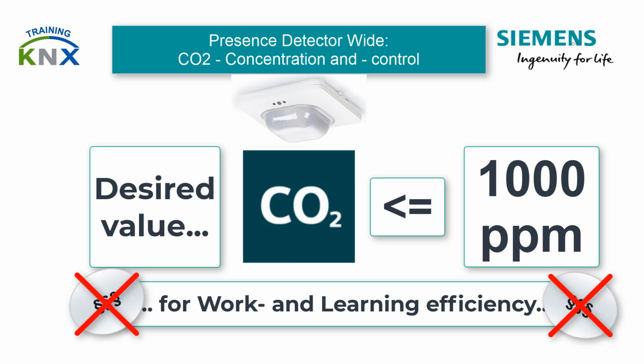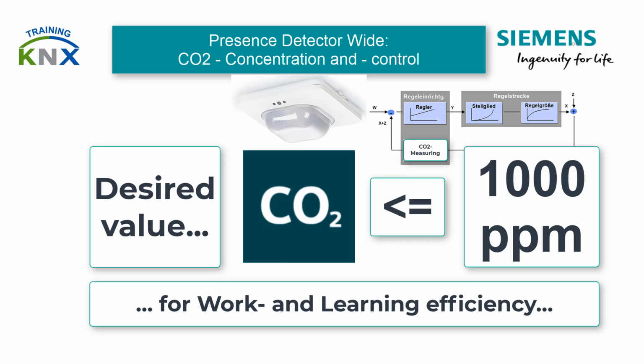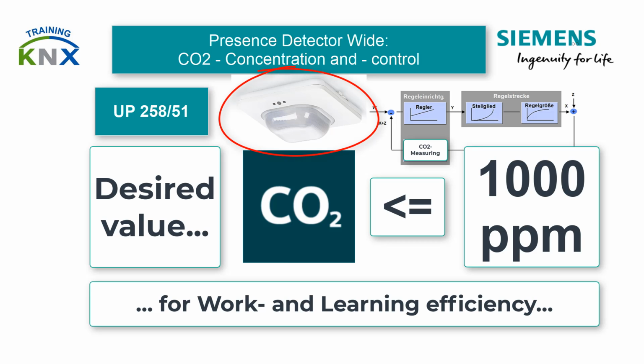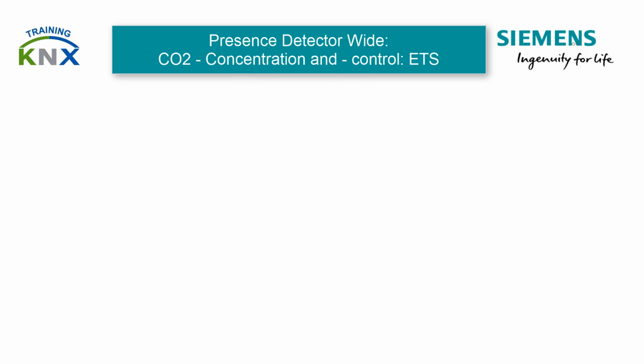Whatever the user wants to do, the optimum can be achieved by exact measurement using Siemens KNX sensors and a suitable control function. Using the example of the Siemens Presence Detector White UP25851, this is explained here. Defining and setting up the measuring function.